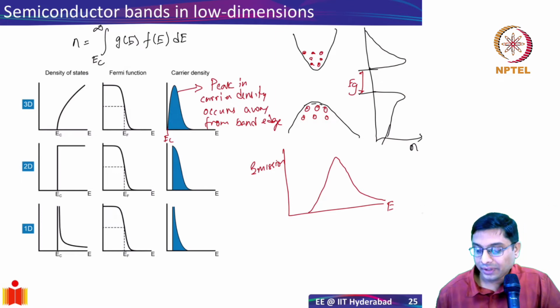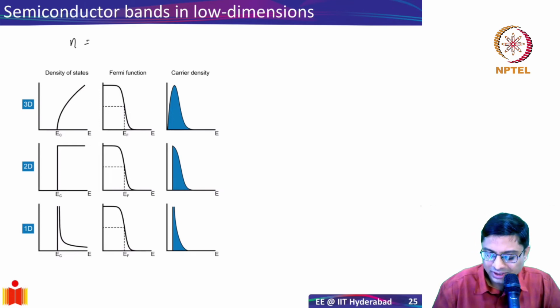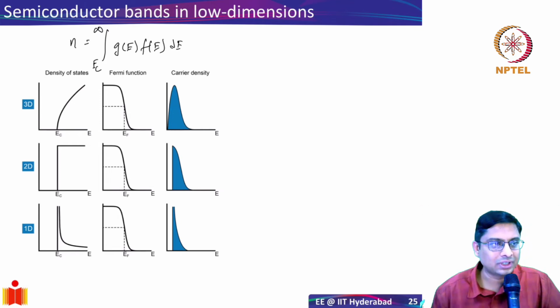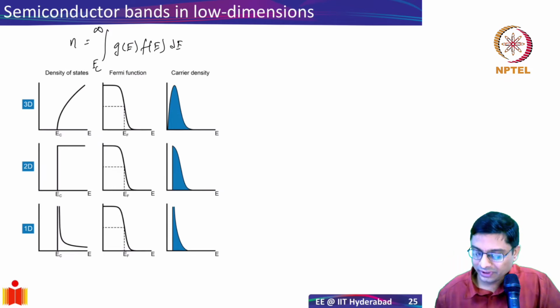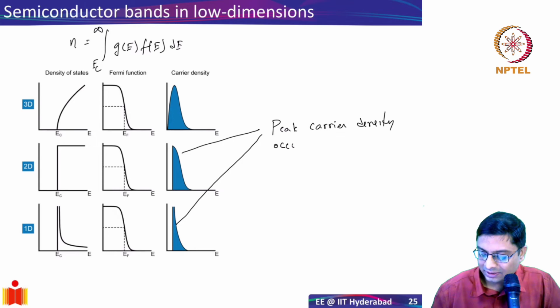Okay. All right. So now when I come to a two-dimensional case, a semiconductor like this, let's say 2D, I'm just showing the same things. Again, the same relation holds, n equal to the integral from EC to infinity of G(E) F(E) dE. So I have to still take care of these things. What you will see is, in the 2D case or 1D case, the peak carrier density occurs at the band edge.